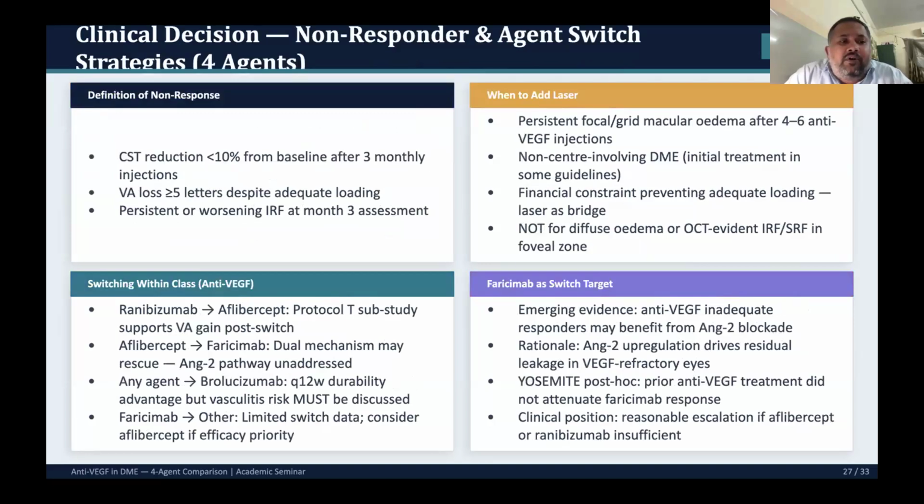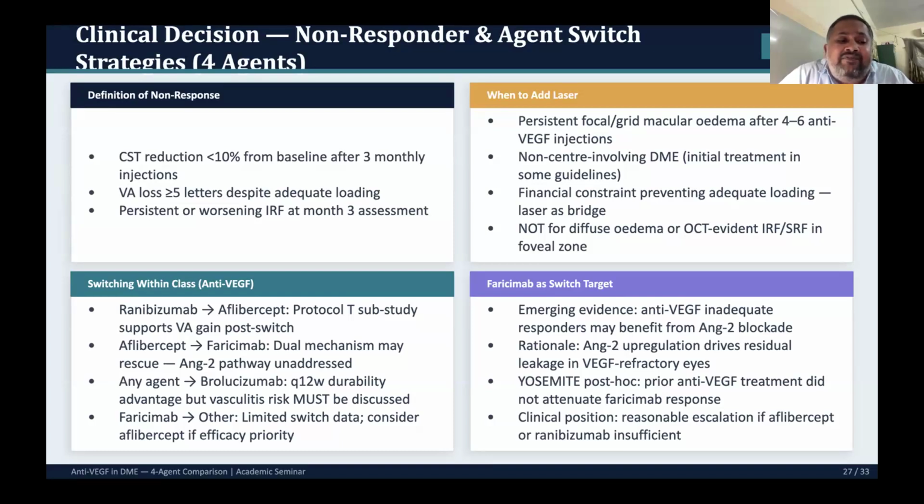Now, for the definition of non-response, we look at a couple of criteria. We look at CST reduction of less than 10% from baseline after 3 monthly injections, a visual acuity loss of 5 letters or more despite adequate loading dose, and persistent or worsening intraretinal fluid at the 3 month assessment. So switching within the anti-VEGF class, we can switch from ranibizumab to aflibercept based on the Protocol C sub-study, because it supports visual acuity gain post-switch.